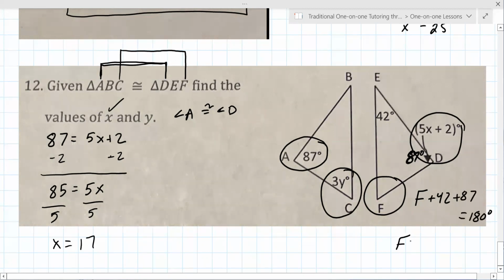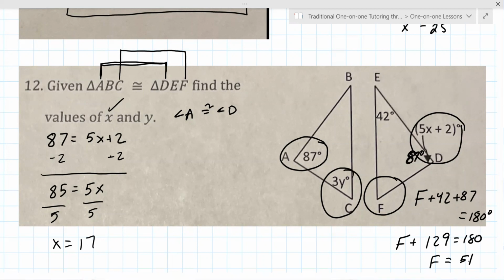So since we're short on time here, I'll help in solving this. It's F plus 129 equals 180. So F equals 51. But that's not our answer, but that is something to consider here.